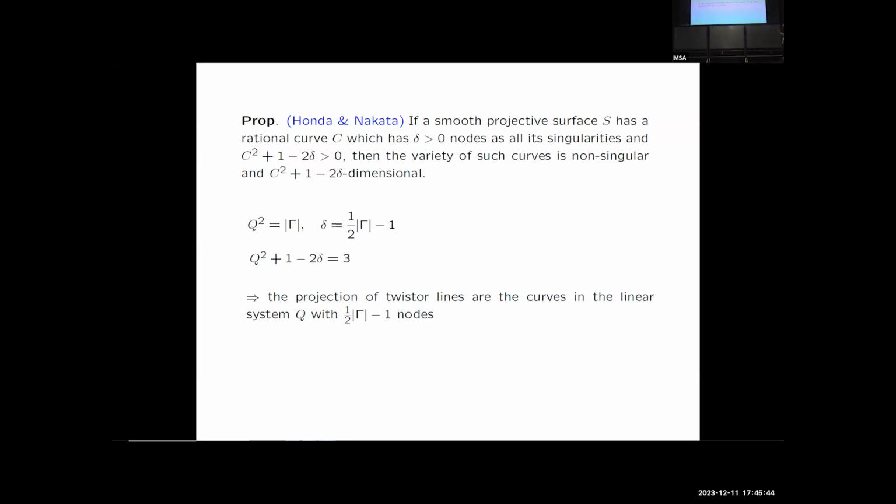We started with a 4-dimensional family. We did this projection, we got a 3-dimensional family. A generic member of that 3-dimensional family satisfies its constraints. And then an arbitrary deformation of that is going to be the same 3-dimensional family. So these curves then are the curves. So the curves we're looking at are actually the curves in this linear system Q, which have this number of nodes.